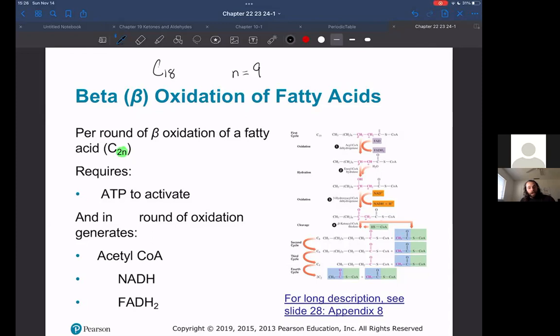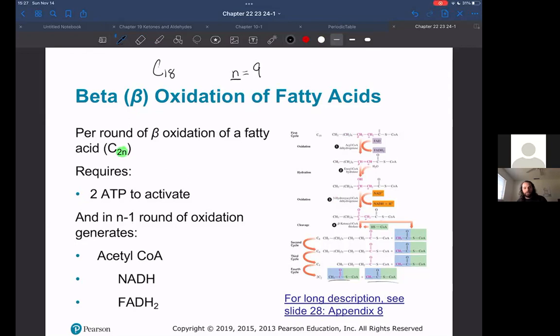So if we had a fatty acid that had 2N number of carbons, how many ATPs would it require to activate? No matter how big or small your fatty acid is, they all require 2 ATPs to activate, right? So there's going to have to be this energy input of 2 ATPs. How many rounds of oxidation are there going to be? Well, there's going to be N-1 rounds of oxidation, right? Because again, that last step actually produces 2 acetyl-CoAs. So you need 1 fewer round of oxidation than what you calculated for N.